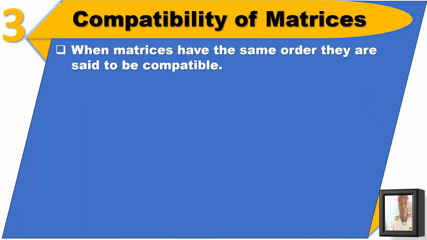So if matrices have the same order, then those matrices are said to be compatible. Like I was just saying somewhere else, you cannot use a type A charger to charge your type C smartphone. You have to do what? Use the charger which is compatible. You have to use the compatible charger.